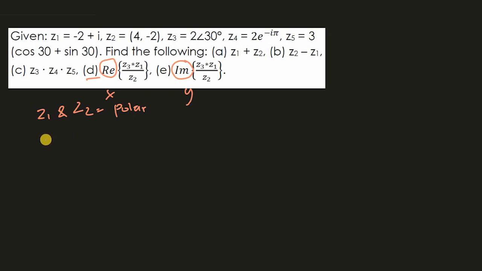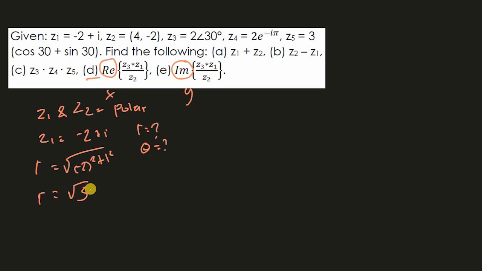Okay, to solve for that, first Z1 is equals to negative 2 plus i. To convert that to polar form, I need to find for the R, and I need to find for the theta. So solving for the R is basically square root of negative 2 squared plus 1 squared. Negative 2 squared is 4, plus 1 is square root of 5. So the value of my R is square root of 5. Next, finding for the theta. That would be arctan y over x, and the value of our y is 1, and the value of our x is negative 2. So it's basically negative 1/2.